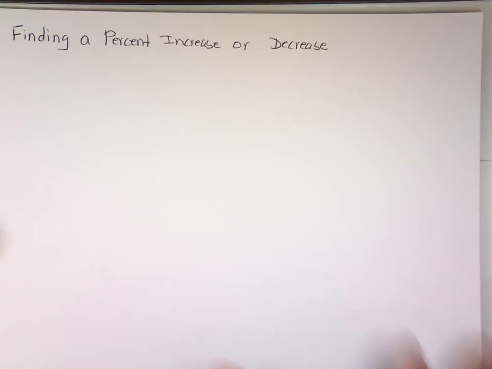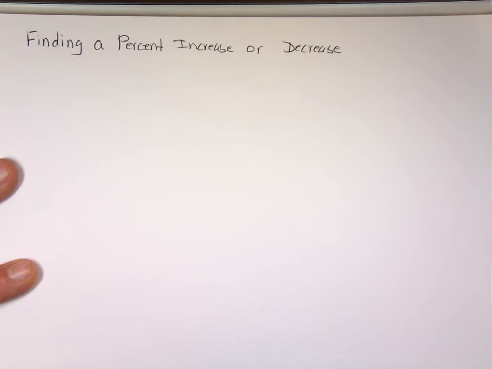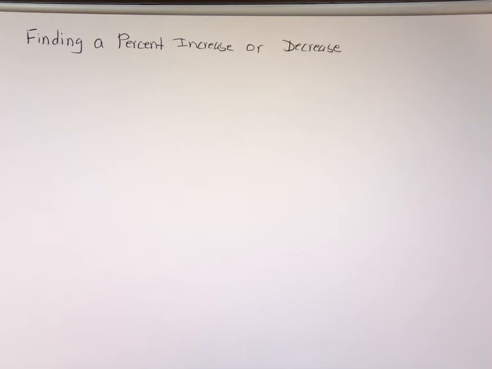Finding a percent increase or decrease. Let's take an example. Let's say you decided to get into running. I hate running, but you're going to get into running, and so the first day you go, let me see how fast I can run. Your goal is to run 1 mile.